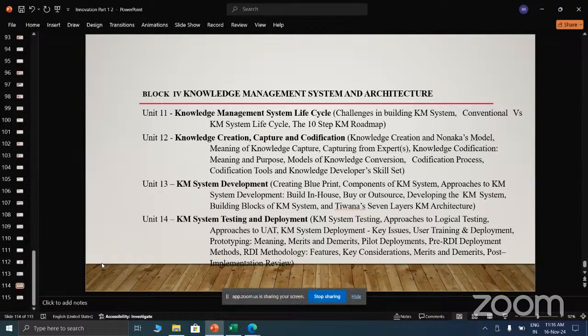Now let's look at block 4. Under block 4, we have 4 units wherein we will discuss the knowledge management system life cycle. Now we have discussed the knowledge management cycle. Now we will discuss in the following chapters its life cycle, the challenges that are included. We will compare the conventional and modern knowledge management system life cycle and the 10-step knowledge management roadmap.